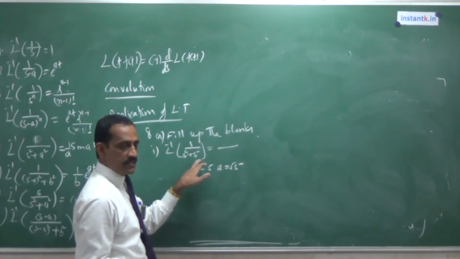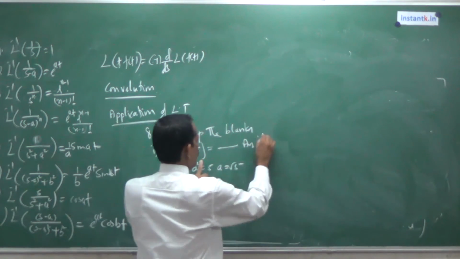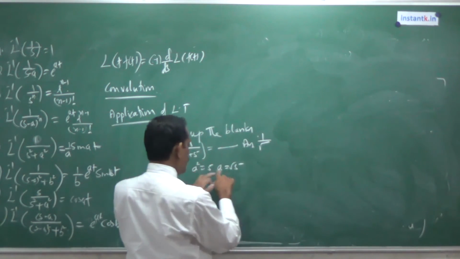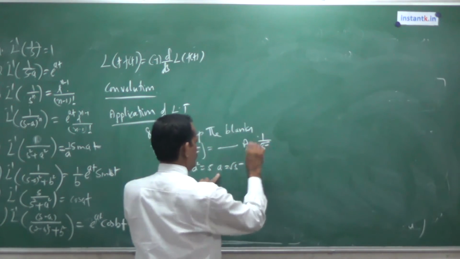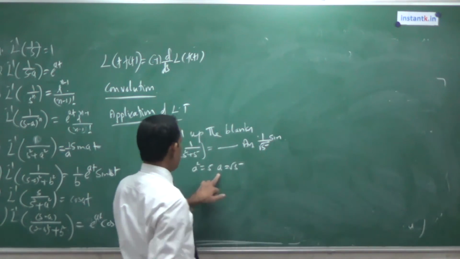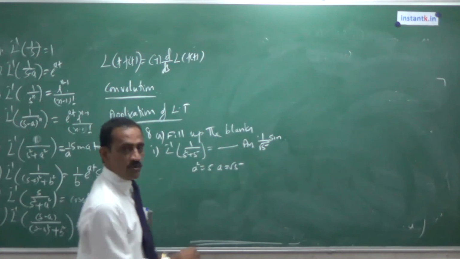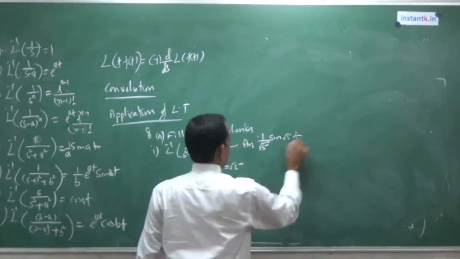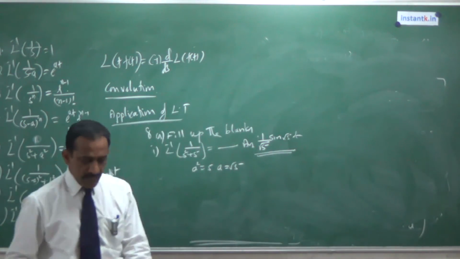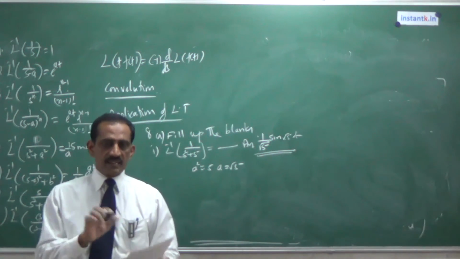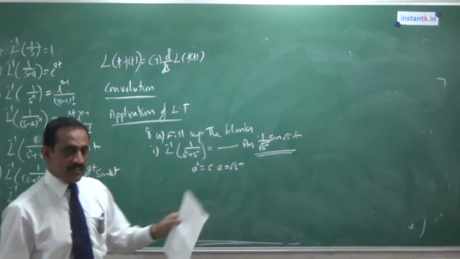So what must be the answer? The answer must be 1 by a, that is 1 by root 5, into sin of root 5 into t. This is the answer. They gave 4 options, and you only have to see which is correct. That is for the first one.